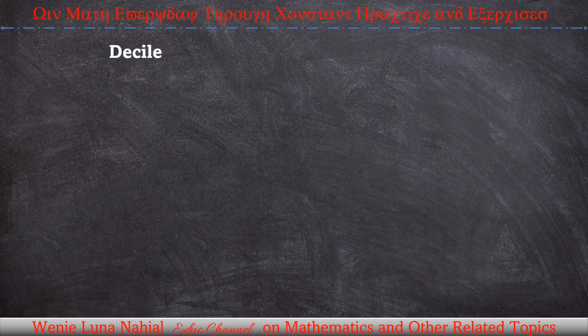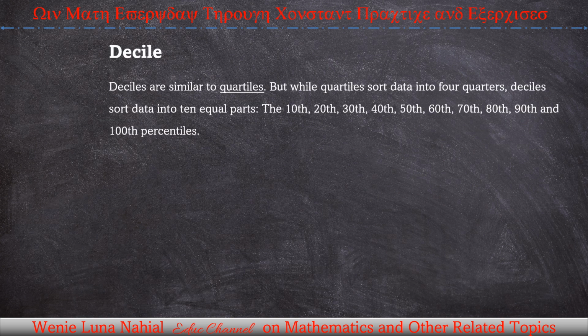Now let's come to decile. Deciles are similar to quartiles. But while quartiles sort data into 4 quarters, deciles sort data into 10 equal parts. So the 10th, the 20th, the 30th, up to the 100th percentiles.